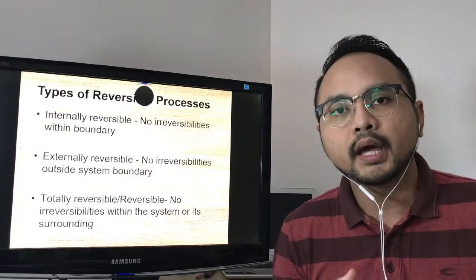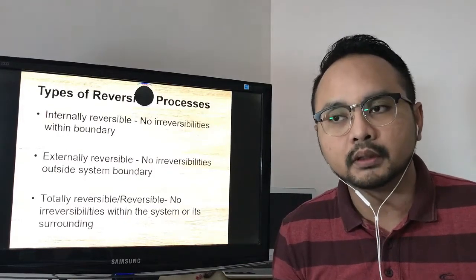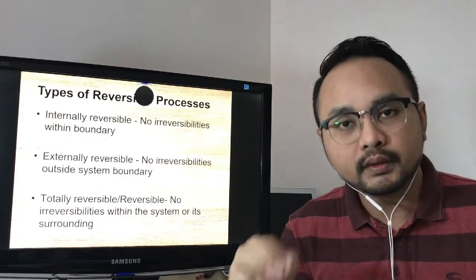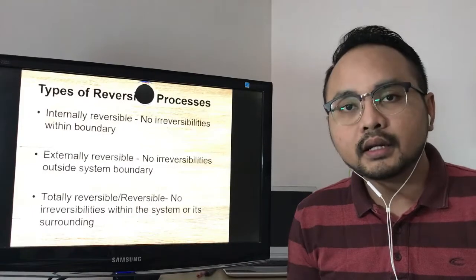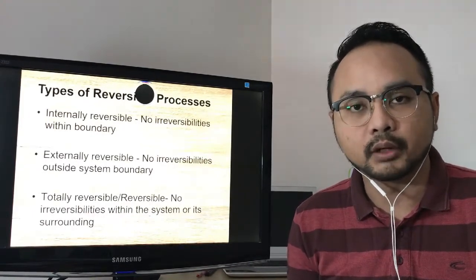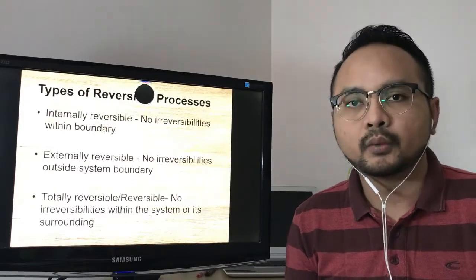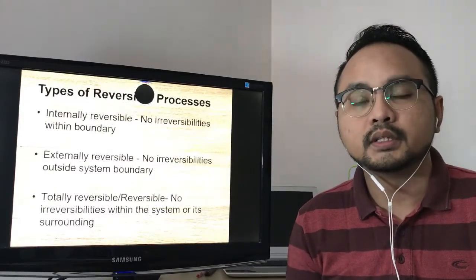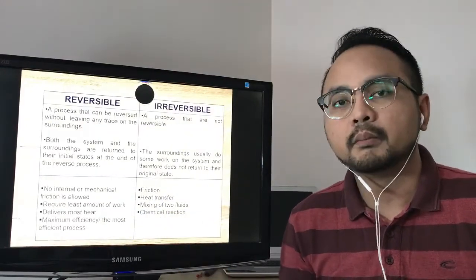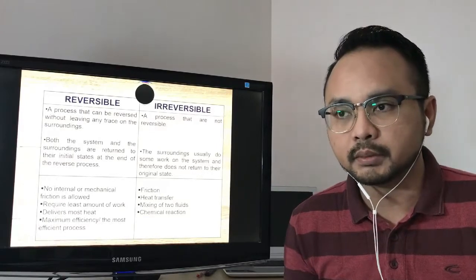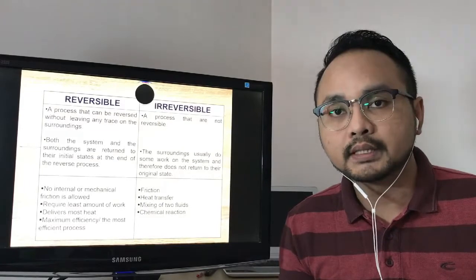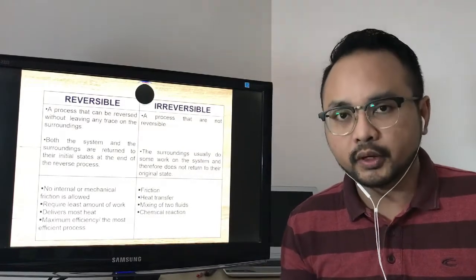For reversible, we have three different types. First is internally reversible, which is happening within the boundary. Next, externally reversible, in which there are no irreversibilities outside the system boundary. And lastly, totally reversible, where there are no irreversibilities within the system or its surroundings. This table compares the reversible and the irreversible, and shows a clear explanation and comparison between them.